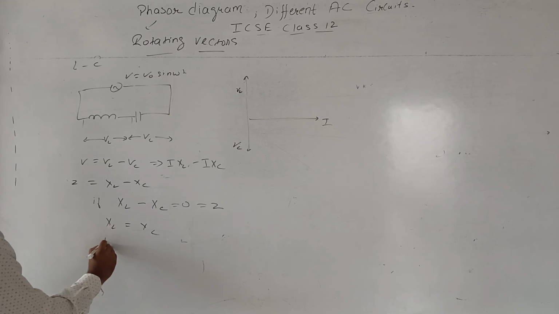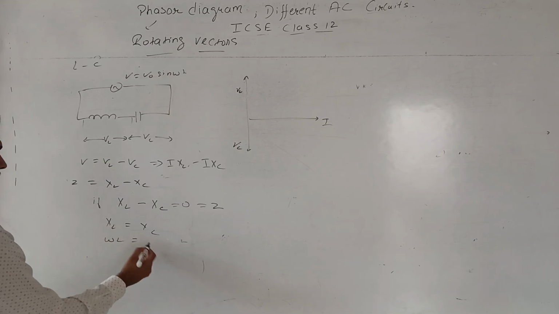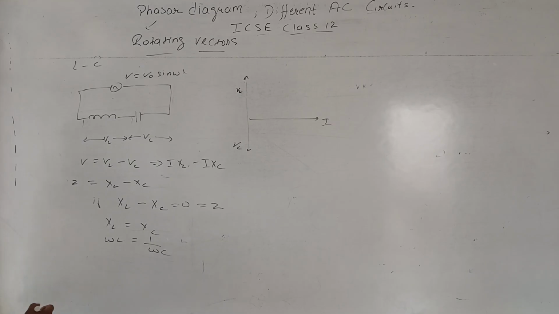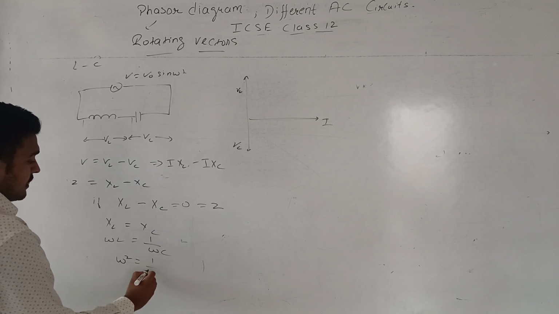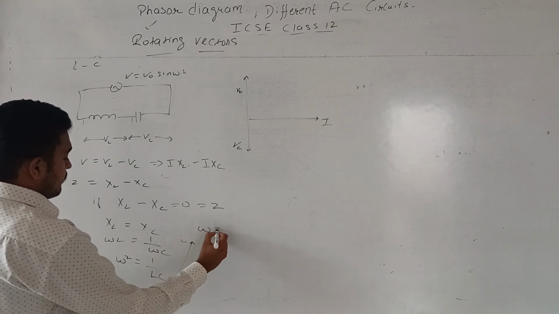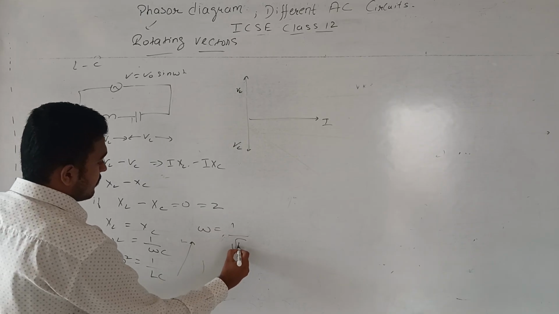Now what is XL? XL is omega L, and XC is 1 by omega C. So from here we will get the condition for resonance. This will become omega square is equal to 1 by LC. So from here we'll get omega is equal to 1 by square root of LC.